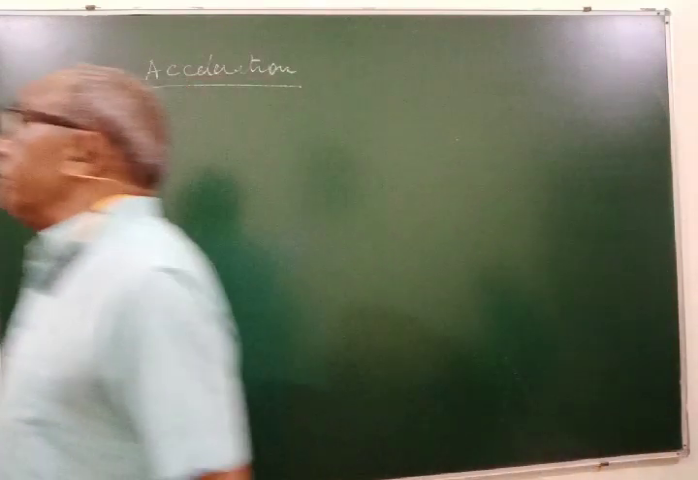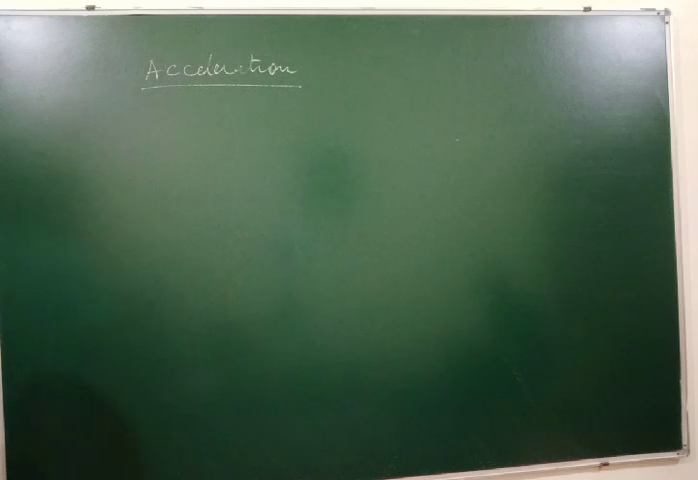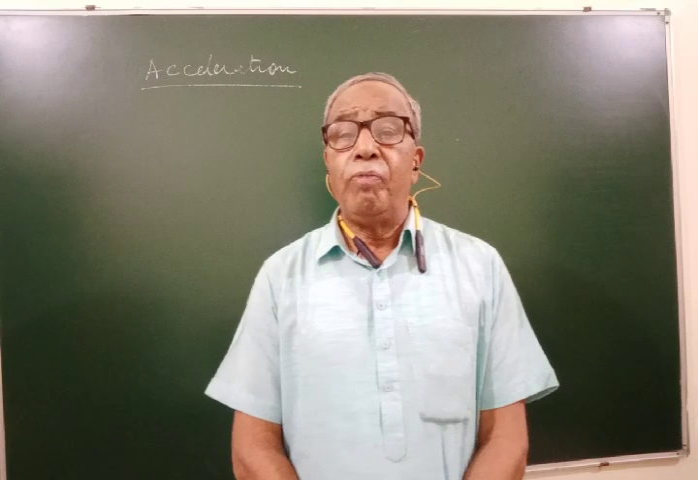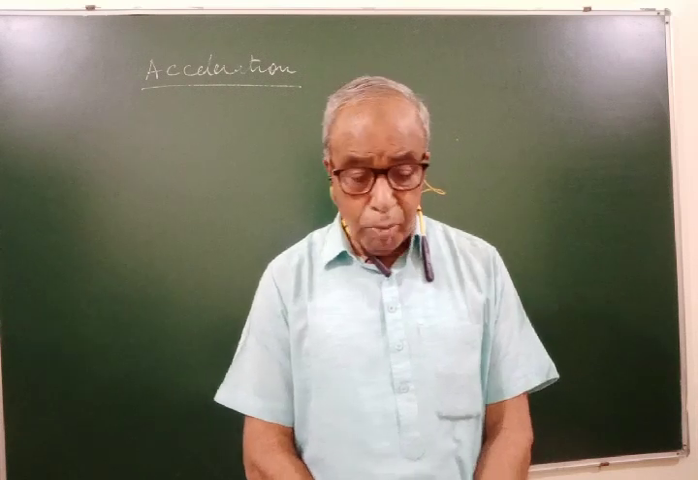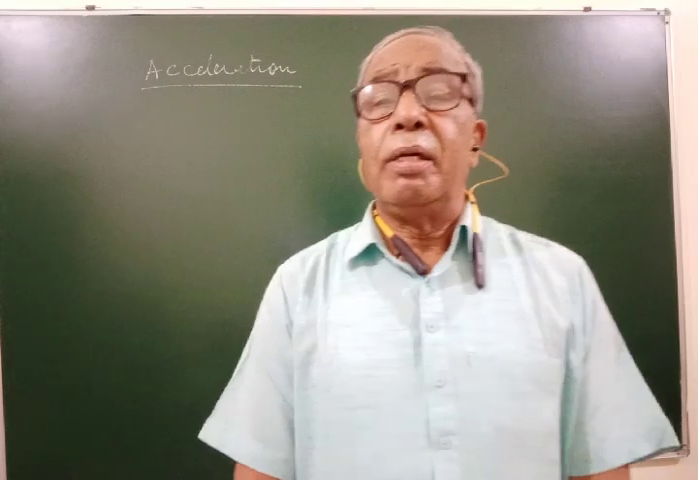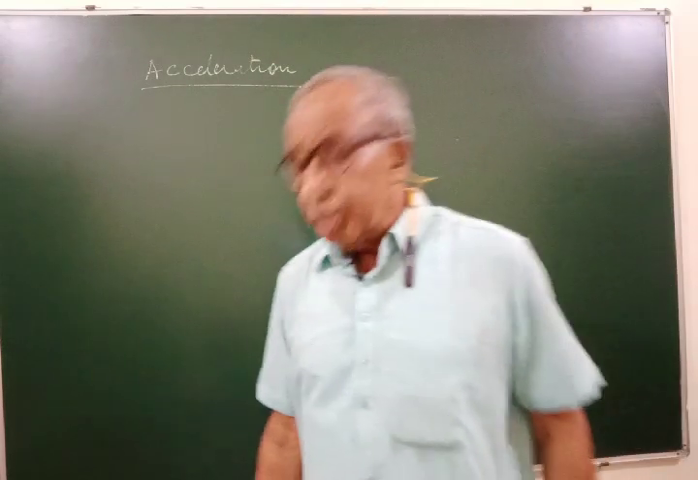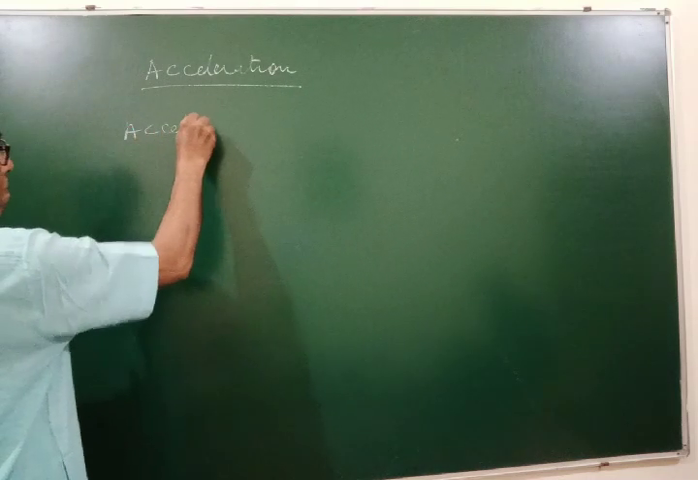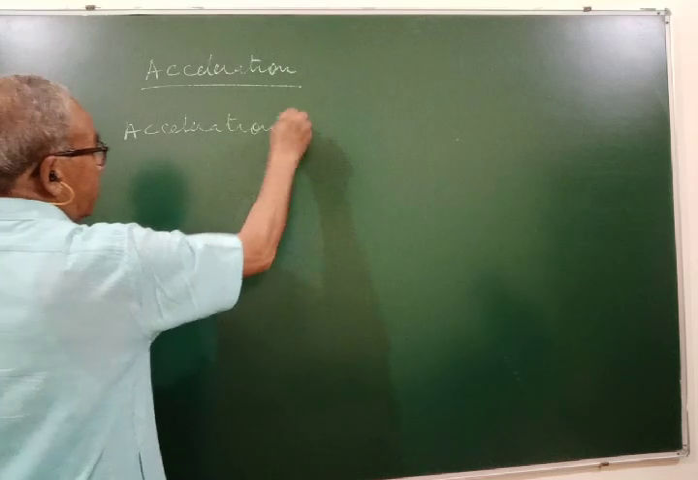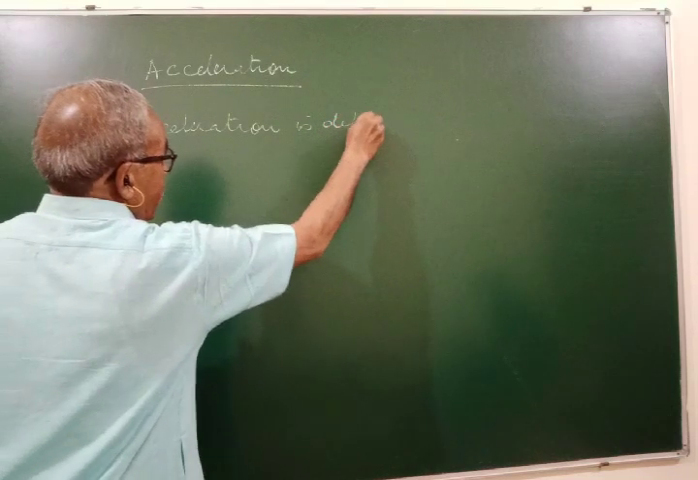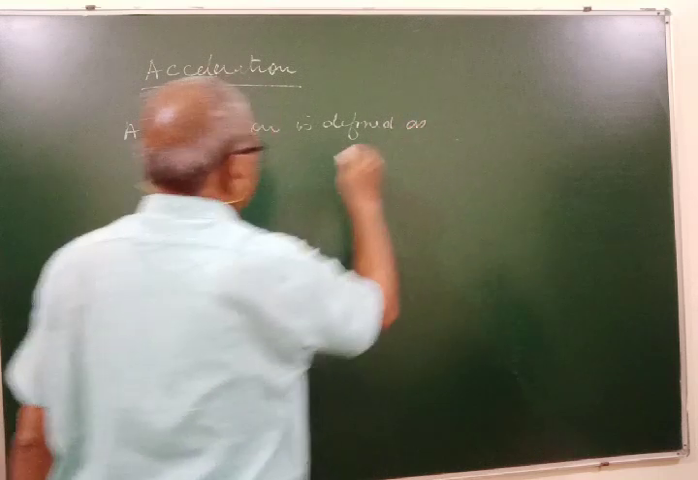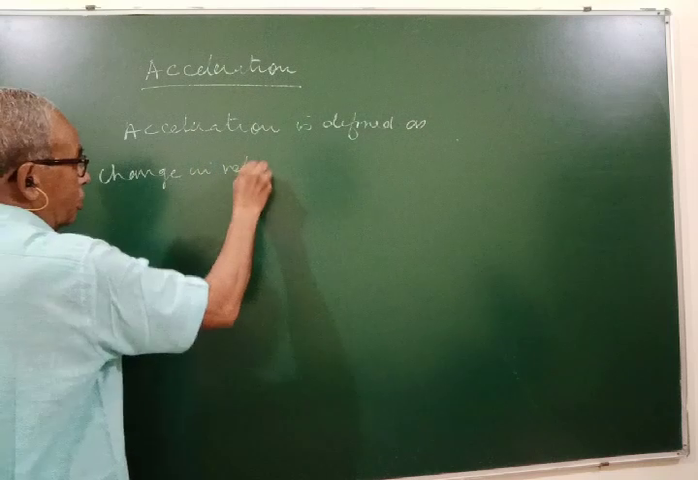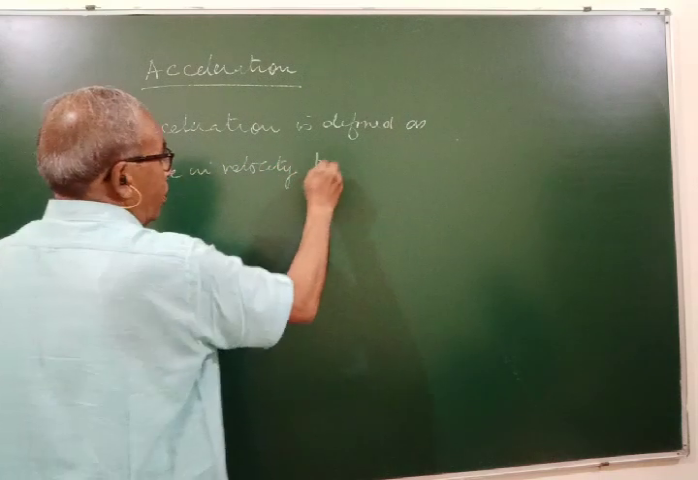Whenever velocity of body changes with time, then we say there is acceleration. If velocity of body in a motion is changing, then we say there is acceleration. And therefore, acceleration is defined as change in velocity per unit time.